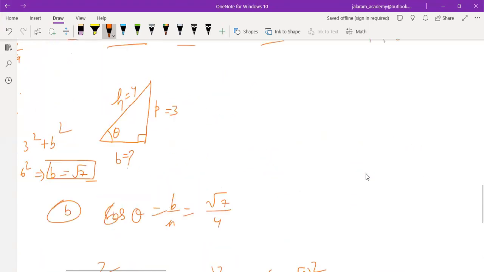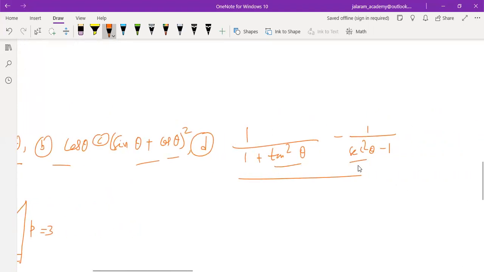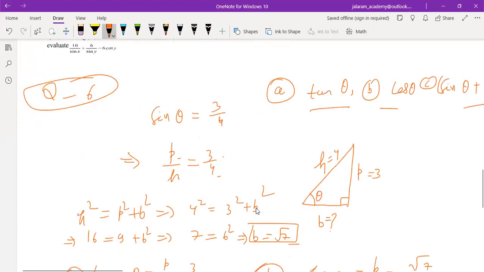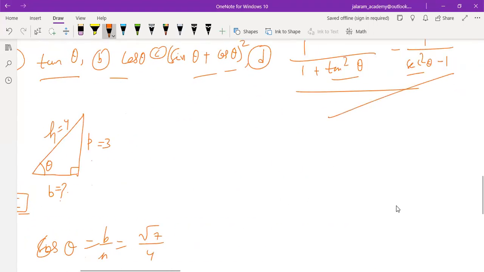So similarly, continue to solve the questions and continue to ask your doubts. In this, find the value of tan theta and sec theta using these values of perpendicular, base and hypotenuse, and then use them to find the value of this last part. Okay, have you understood, everyone?